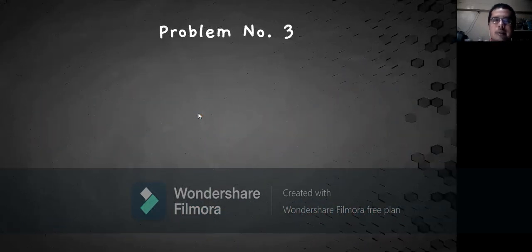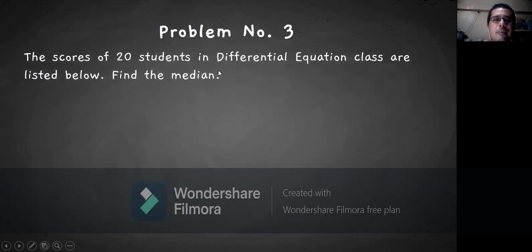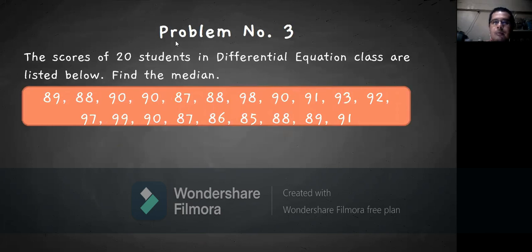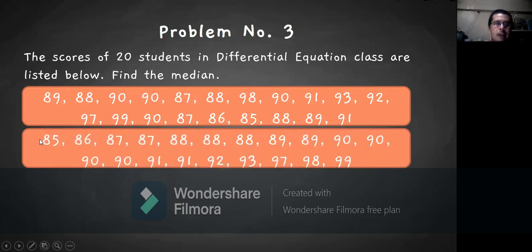Next, the scores of 20 students in a differential equation class are listed below. Find the median. The data is not arranged in order, so I'm going to arrange it from lowest to greatest. The lowest is 85 and the highest is 99.